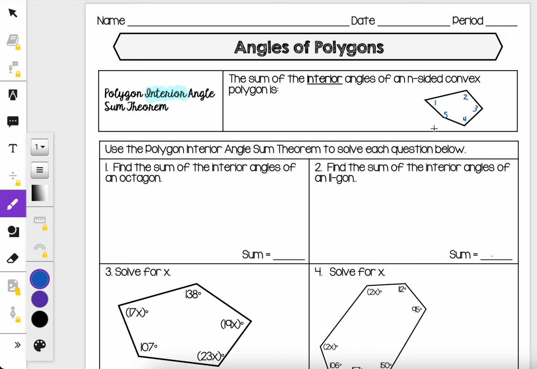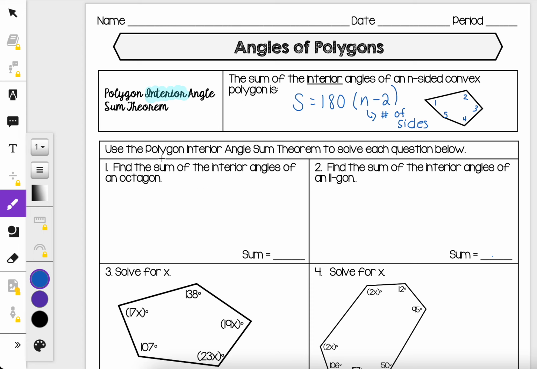If I wanted to find the sum of all of the interior angles of an n-sided convex polygon, we're going to use this formula. S equals 180 times n minus 2, where n equals the number of sides that our polygon has.